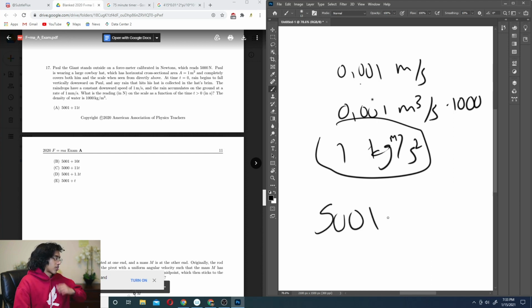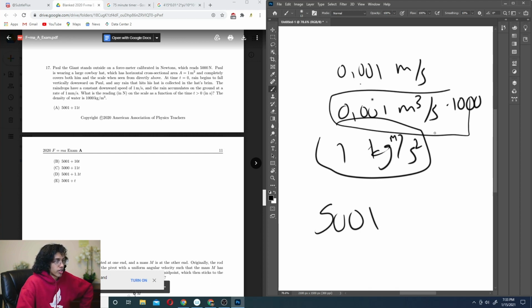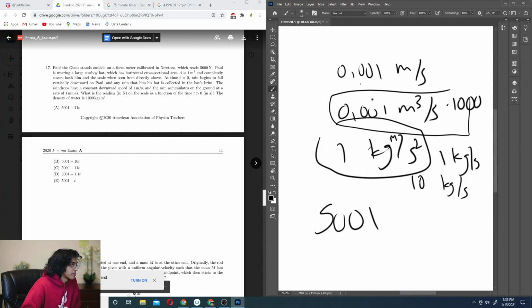And then you also have to add in the weight of the water collected per unit time. So how much does it weigh? We know this is the mass of the water, 1 kilogram per second, and then you have to multiply by g, so it's 10 newtons per second, because you're multiplying by g. So it should be b, right?